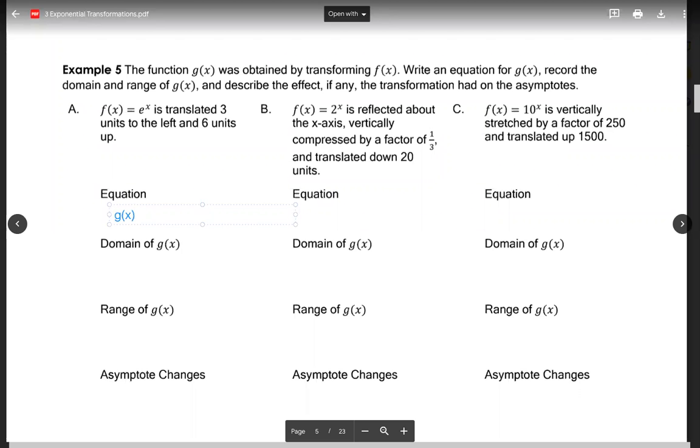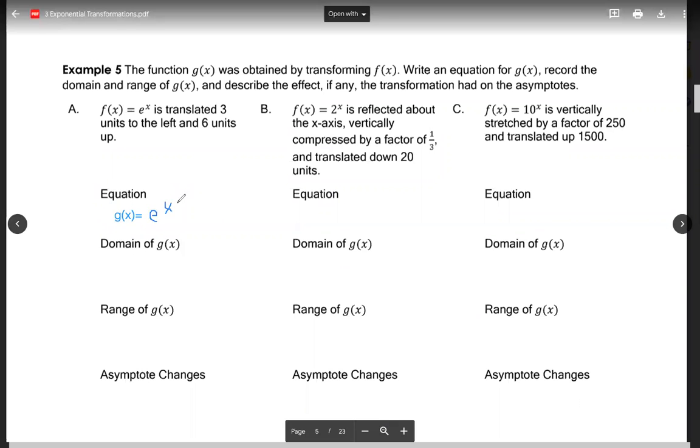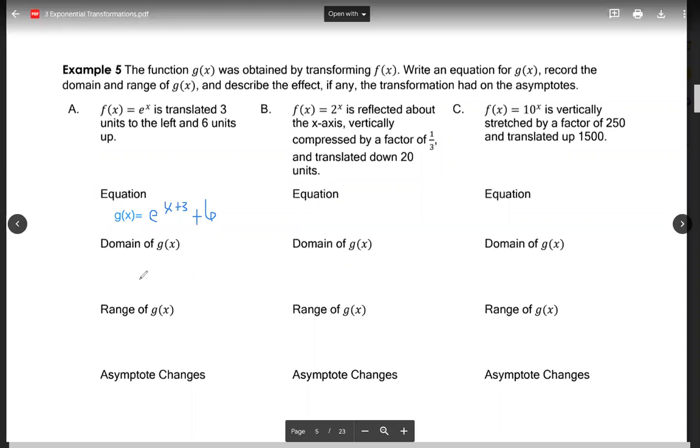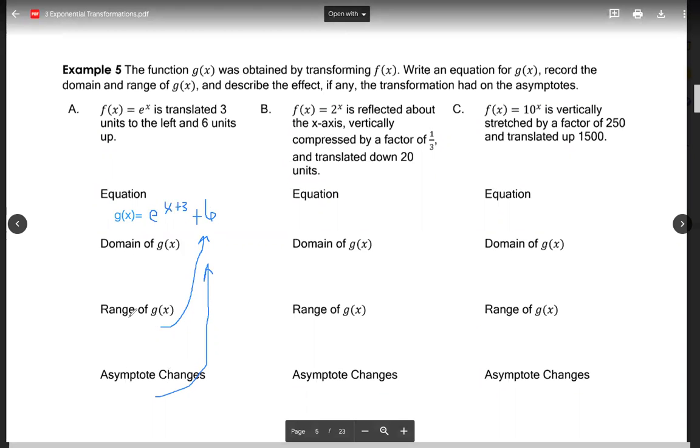It'd be g of x is equal to, okay, now it says e of x is translated 3 units to the left and 6 units up. So again, if I'm doing this, okay, e to the x, it's going 3 units to the left, so that's actually going to be plus 3 at the top and 6 units up. So that's a big plus 6 behind the exponential. All right. Again, domain's not changing. It's all real numbers. Now, again, the range has to do with this. Asymptote has to do with the plus 6. So you guys can figure that out on your own or try to figure it out on your own.